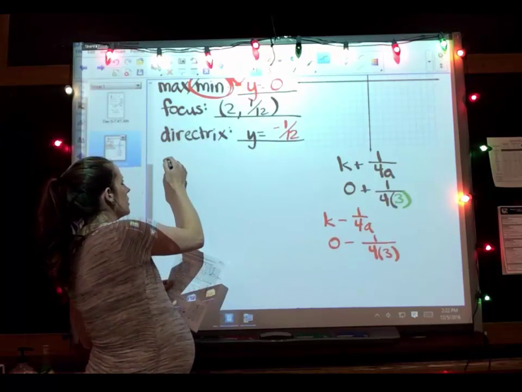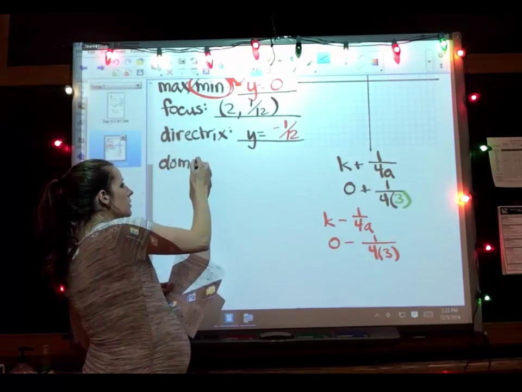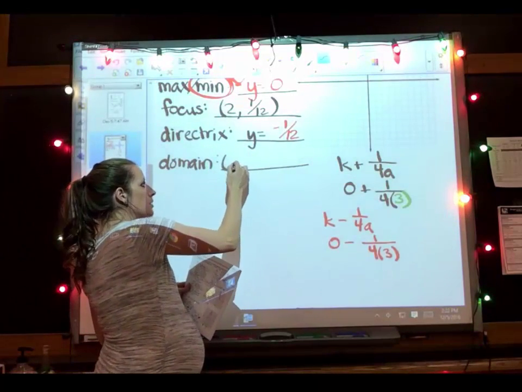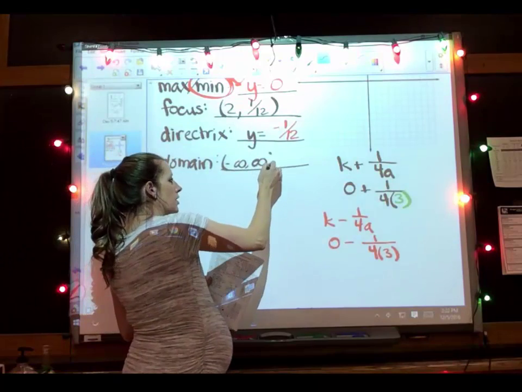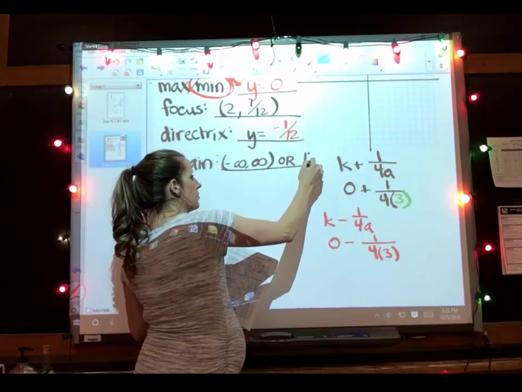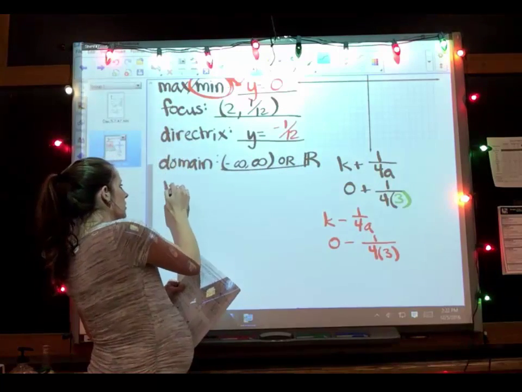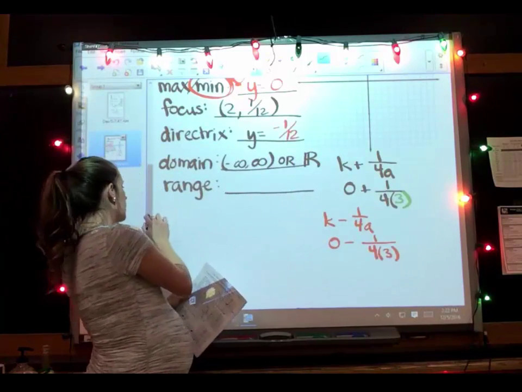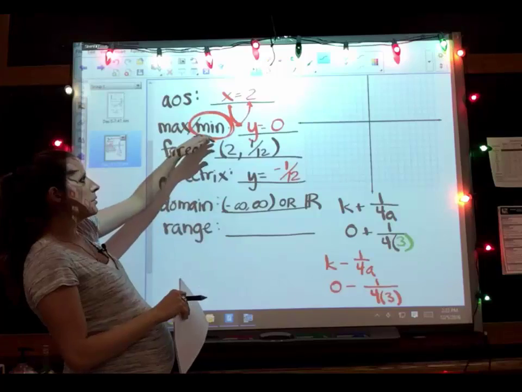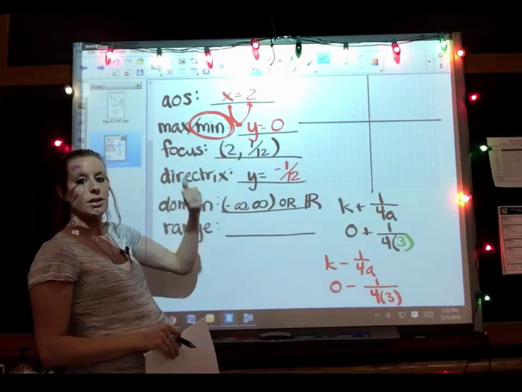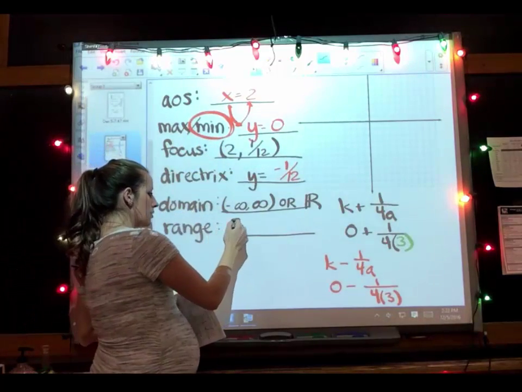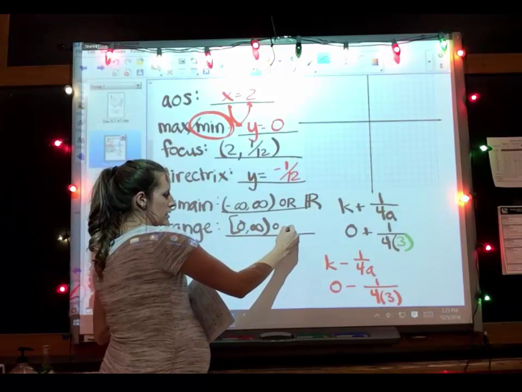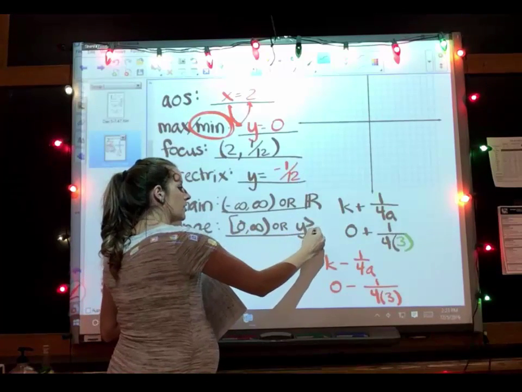Okay, the domain for parabolas will always be all real numbers, or negative infinity to positive infinity. The range. Okay, on the range, we know we have a minimum value of 0, and then it's going to go up forever and ever. So it's going to go from 0 to infinity. Or you could say y is greater than or equal to 0.